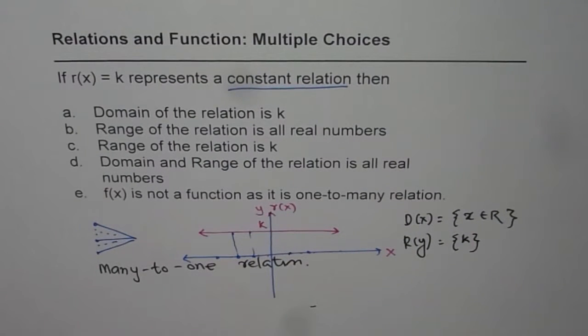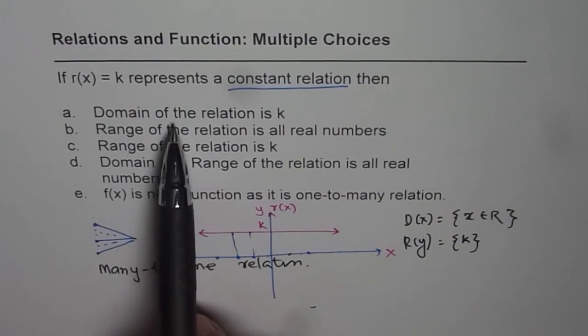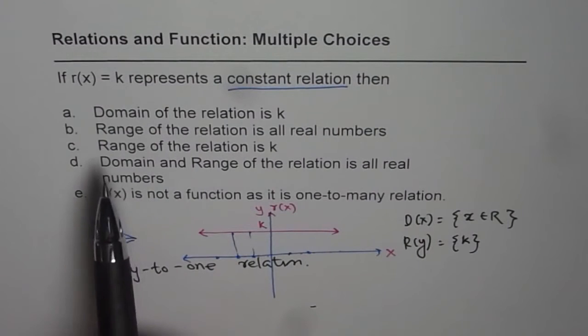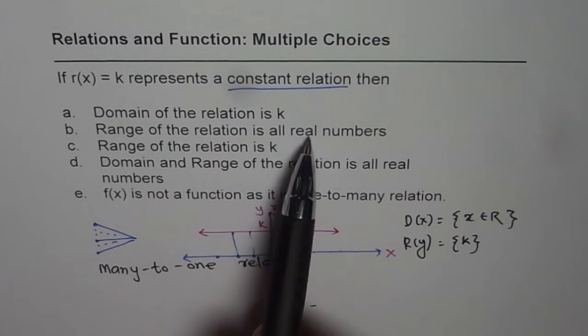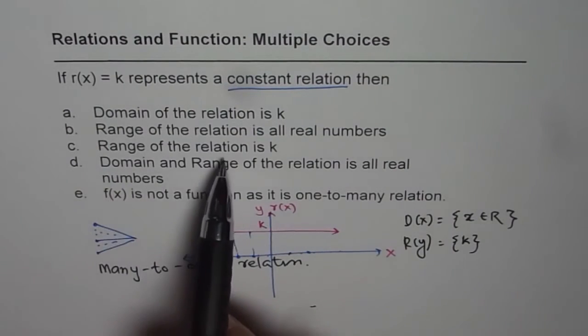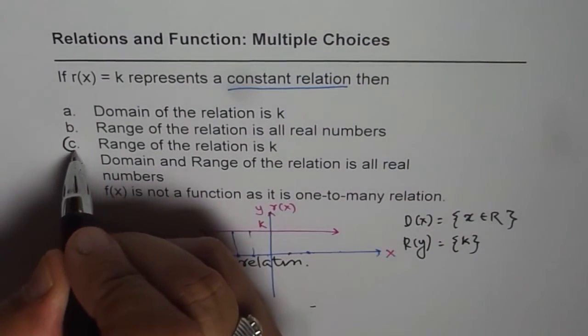Now let's look into the choices. It says domain of the relation is k. No, domain is all real numbers. Range of the relation is all real numbers. That's incorrect. Range is just k. Range of the relation is k. That's the correct statement, right?